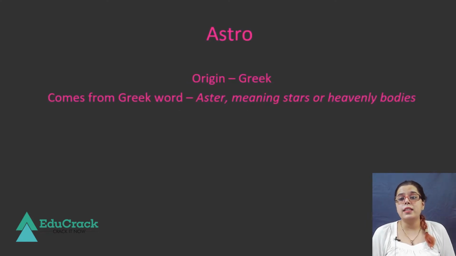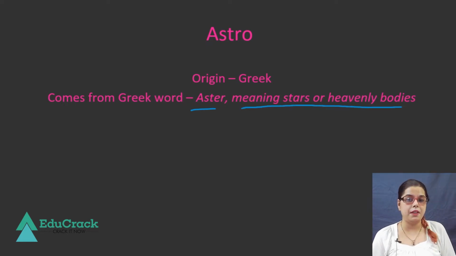Root word astro has an origin in Greek, that is, it comes from the Greek language. It comes from the Greek word aster, which means stars or heavenly bodies. So the word aster has a Greek origin, and in Greek it means stars or heavenly bodies. Let us see how it gives birth to different words in English.